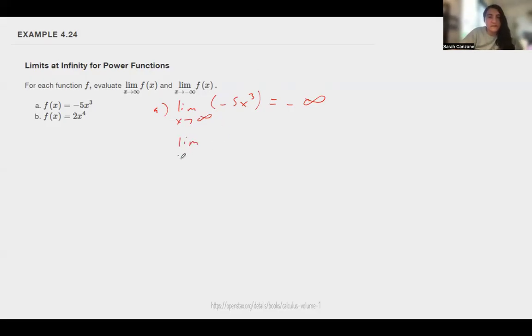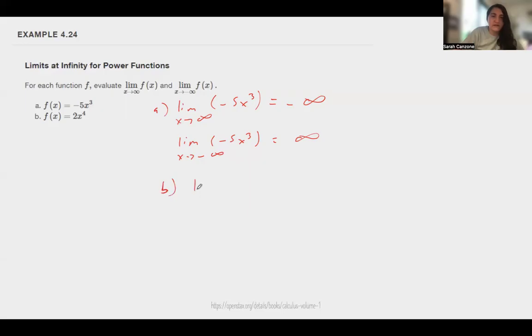Now, if we consider the limit as x approaches negative infinity of negative 5x cubed, we again can first think about plugging in negative infinity into your x cubed. Because negative cubed is negative, you would get a negative infinity out of that. But when you multiply negative infinity by a negative, you get a positive. And so we're just going to keep the infinity. There's nothing that would get rid of the infinity, so we're just going to keep the infinity, but we do have to deal with the sign.